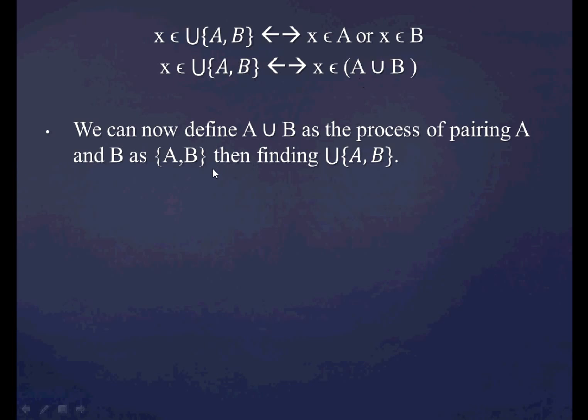So what we can now do is define the operation A union B as the process of first pairing A and B as this set, the set containing A and B, and that's guaranteed by the pairing axiom. And then we can just evaluate the union of that new set that we've created. And that whole evaluation, taking the union of the set containing A and B, is itself justified from the union axiom. So you can see how, just by combining those two axioms, we've arrived at our common sense definition of what A union B means.